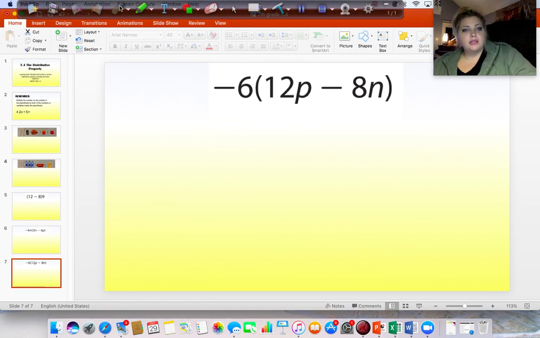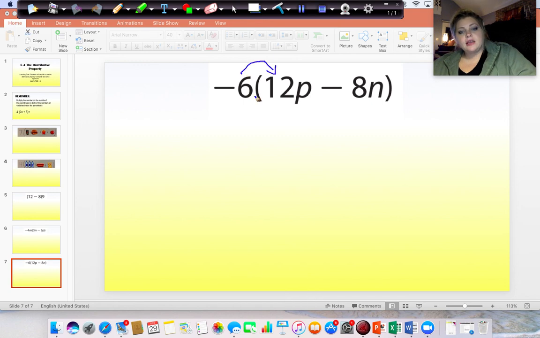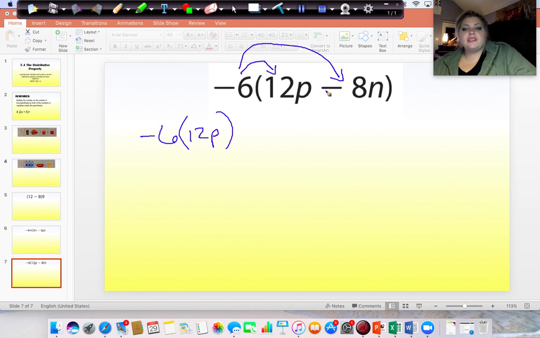All right, and this is our last one. Negative 6 times 12p and negative 6 times 8n. There's two ways we can think about this problem. So let's go ahead and get this started. So negative 6 times 12p. You could either think of this as minus 8n and then multiply negative 6 times 8n, or you could think about this as negative 8n, because subtracting is the same thing as adding a negative. So this could be 12p plus a negative 8n.